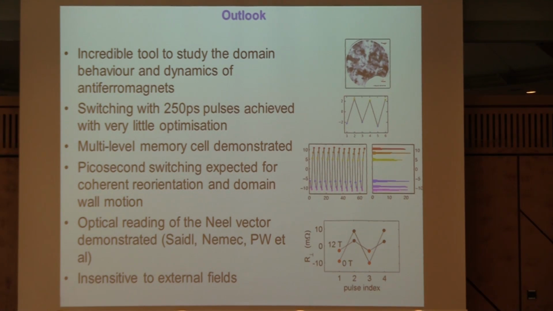Multi-level memory cell ability has been demonstrated in these devices, and that's something you can see even here. This is the same data, I believe, that is in the Science paper. You can see 3 distinct states, but they have now in Prague achieved something like hundreds of different states. So picosecond switching is expected, with coherent reorientation in domain motion. We have a way to optically read the Néel vector, which is an important step. And we can demonstrate things like insensitivity to external magnetic fields. With that, we're going to end here with plenty of time for questions.